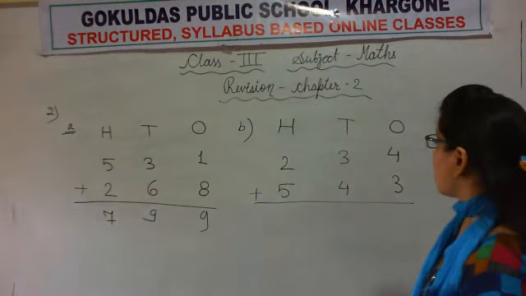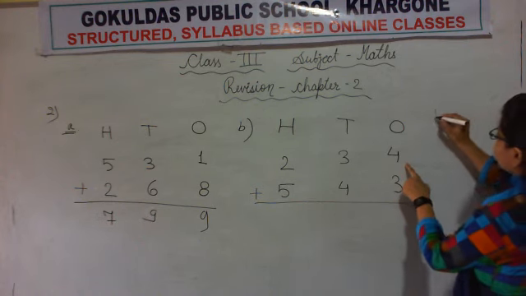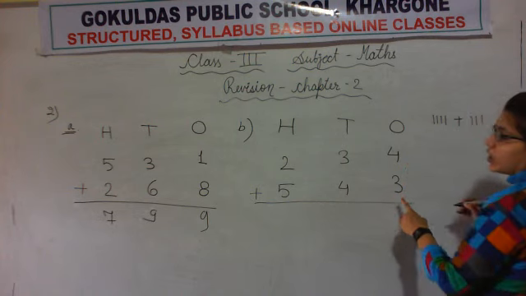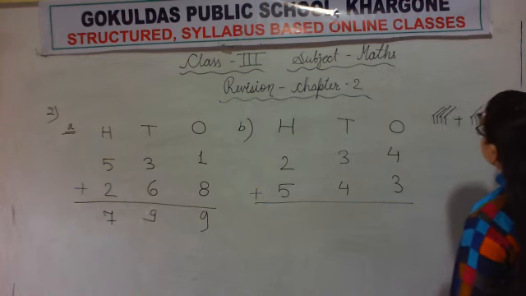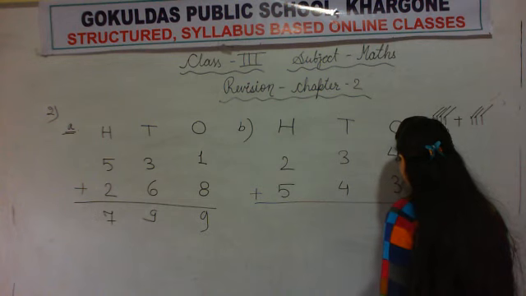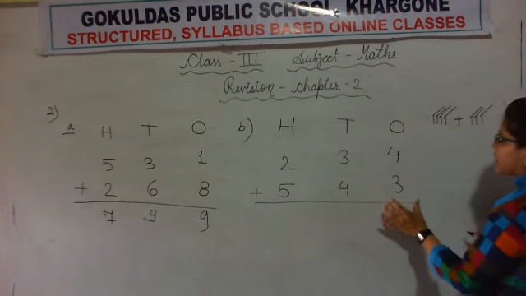First of all, we will add ones in ones. 4 is there, so we will draw 4 sticks. Now 3 is there, so we will draw 3 sticks. Now write number 7 in the ones column because we added ones.